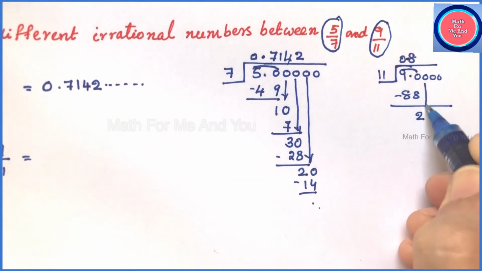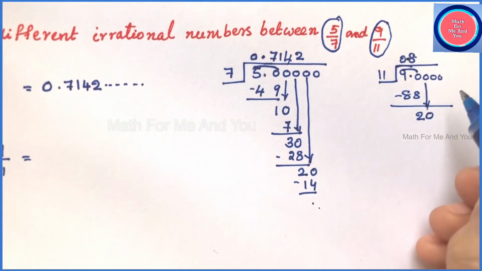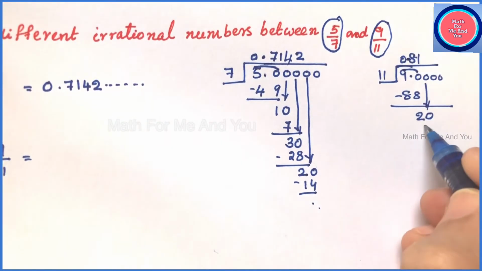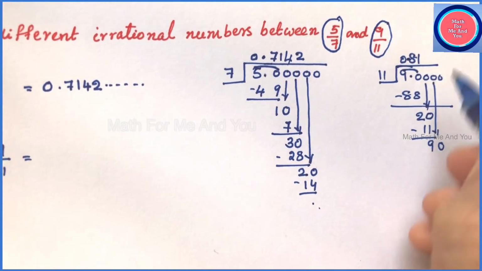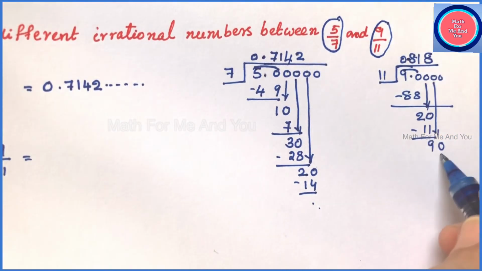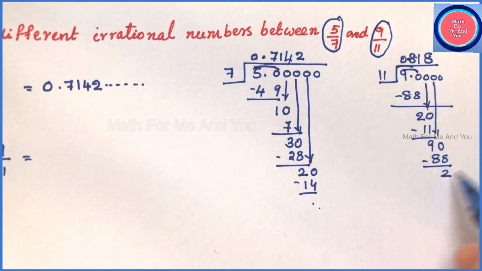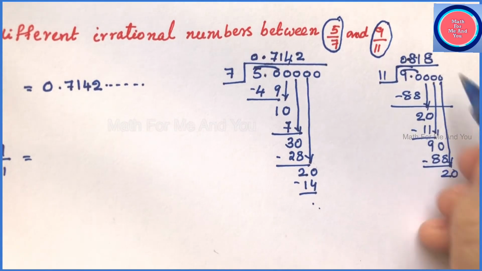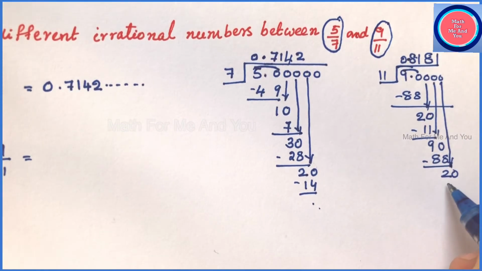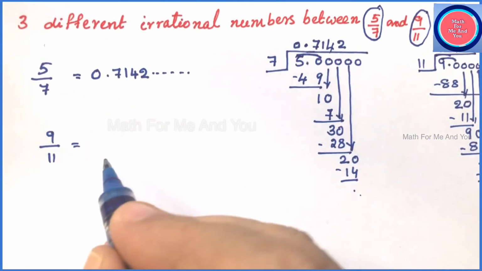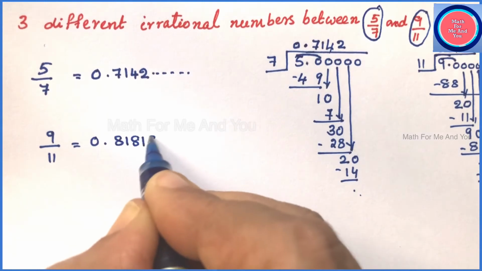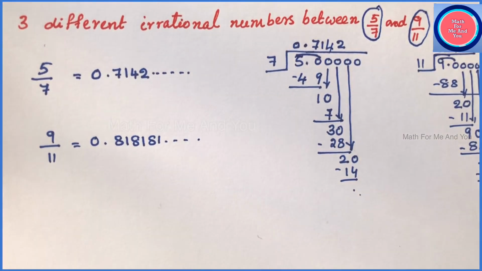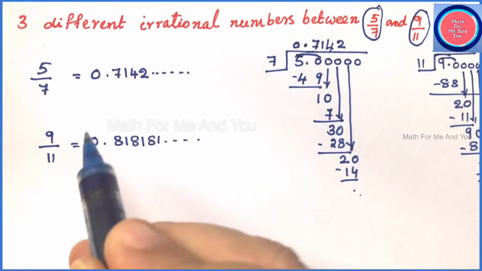How many times? 8 times 11, 88. Balance is 2. Next 0 is 20. 1 times 11, 11. Then balance 9. Then 0 down, 90. 8 times 11, 88. And balance is 2. Then 20. And again 1 time 11, 11. And balance is 9. That means this process continues. So what answer do we get? We get the digits 8, 1, 8, 1 repeating. So the answer is 0.81, 81, 81, etc.